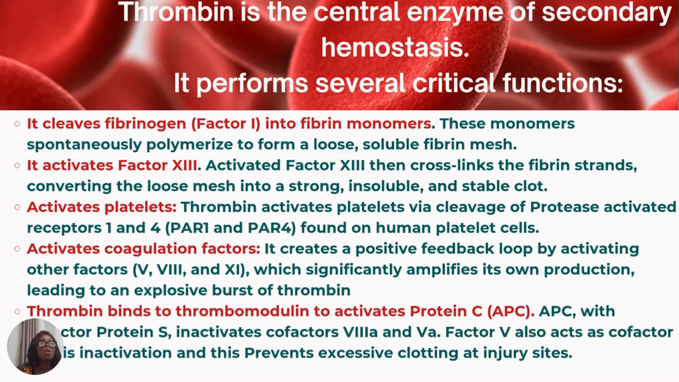Thrombin also binds to what we call thrombomodulin that activates protein C. Activated protein C with its cofactor protein S helps in regulating secondary hemostasis. So you see, when we say that thrombin is a central enzyme of secondary hemostasis, we say that because of the many functions that thrombin engages in during this process. I've mentioned about 5 functions: cleaving of fibrinogen to form fibrin, activation of factor 13, activation of platelets, activation of some coagulation factors, particularly factor 5, factor 8, and factor 11, and then activation of protein C through binding to thrombomodulin to also help regulate secondary hemostasis.